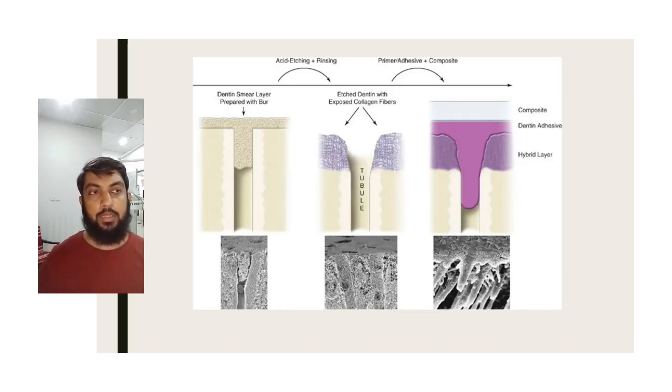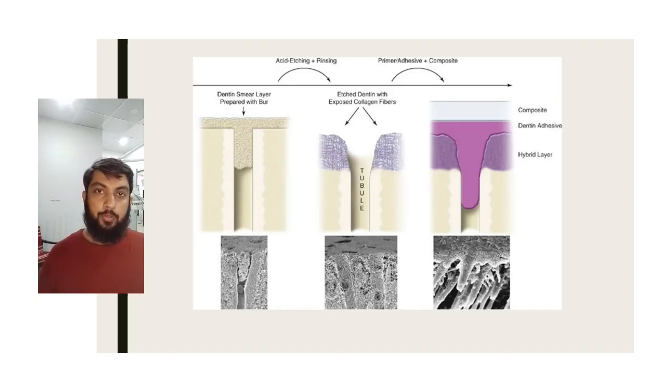In this slide, you can see etch and rinse happening. There was a smear layer on the prepared dentine. You etched it, you exposed the collagen and dentinal tubules. Then you treated it with the two-step bonding agent, which infiltrated and wetted the collagen, as well as penetrating as a resin tag into the dentinal tubules.